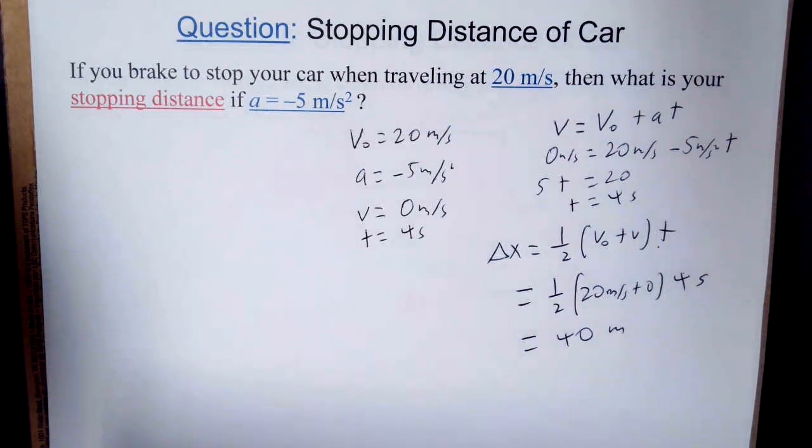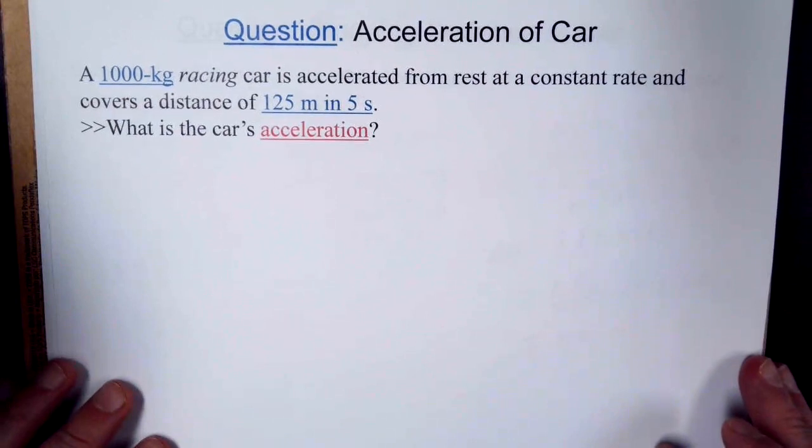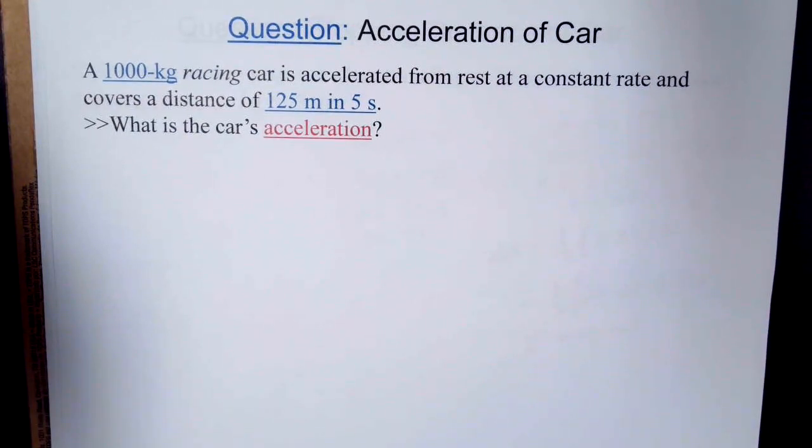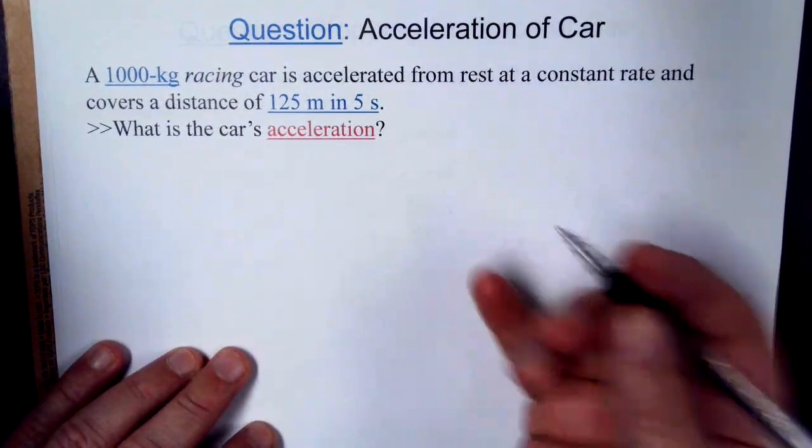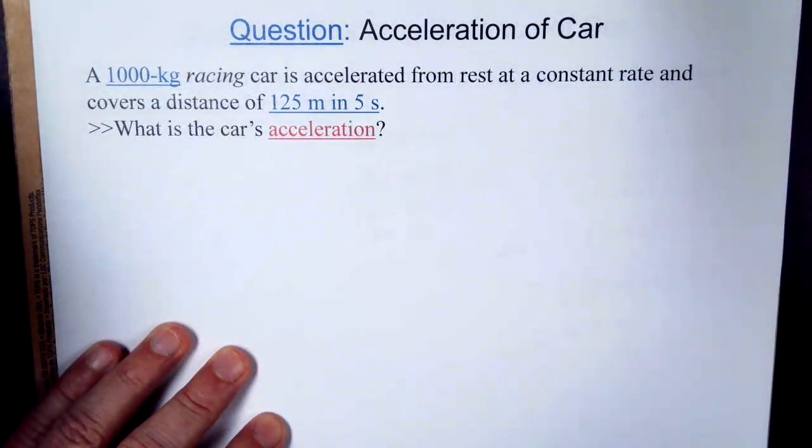The next question I want to do is the acceleration of a car problem. This is another one that we're going to do using the formulas. Again, we're going to want to write down what we know. We've got a 1,000 kilogram racing car, accelerated from rest at a constant rate, and it covers a distance of 125 meters in 5 seconds. We want to find the acceleration.